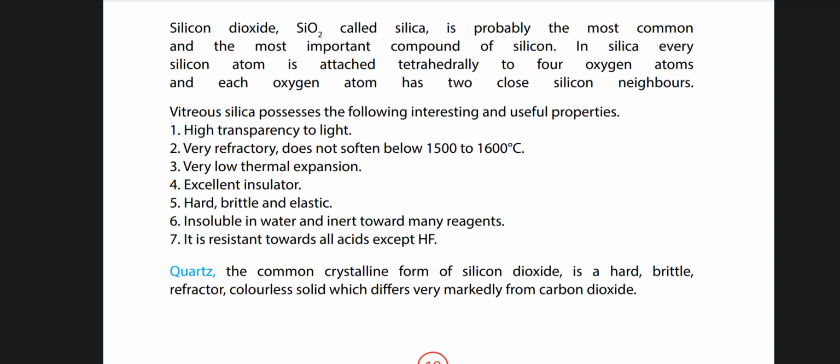Number one, high transparency to light. Number two, very refractory, does not soften below 1500 to 1600 degrees Celsius. Number three, very low thermal expansion. Number four, excellent insulator. Number five, hard, brittle, and elastic. Number six, insoluble in water and inert toward many reagents. Number seven, it is resistant toward all acids except HF.